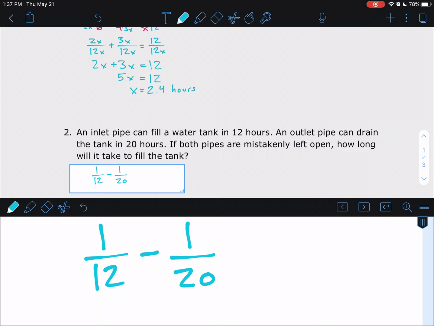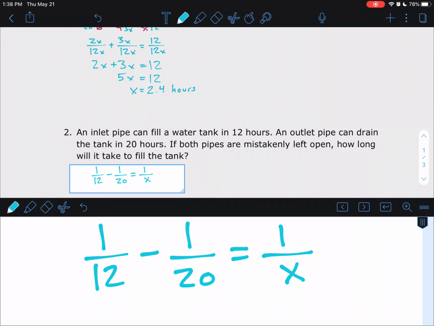So we know that the inlet pipe is a bit stronger than the outlet pipe because it can fill the tank quicker than the outlet pipe can empty the tank. So that's how we know it's going to be filled instead of emptied at the end. And it's still just one tank, and we don't know the number of hours. That's what we're trying to solve. So 1/12 minus 1/20 equals 1 over x.